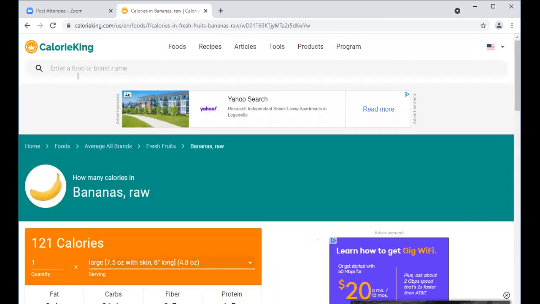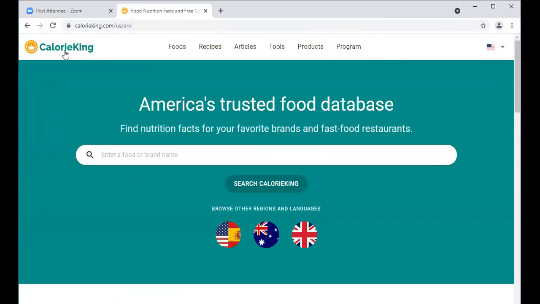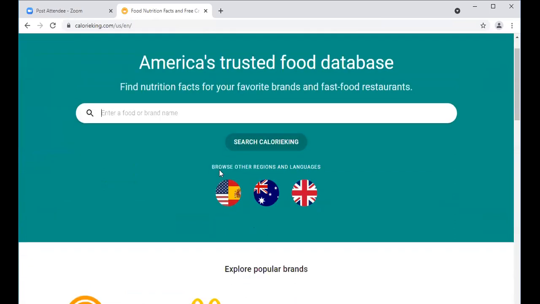So that's how you use Calorie King. It's one of my favorites. I've been using this for many years now. They also have a book, and hopefully we can find the book for you. We might have some available today. We may or may not. Just make sure that you ask one of the staff in the office.